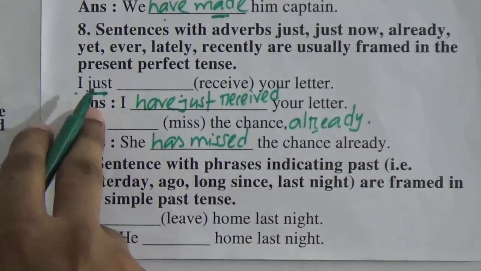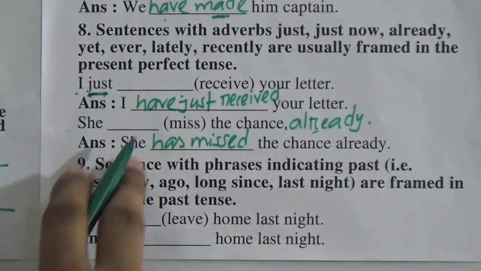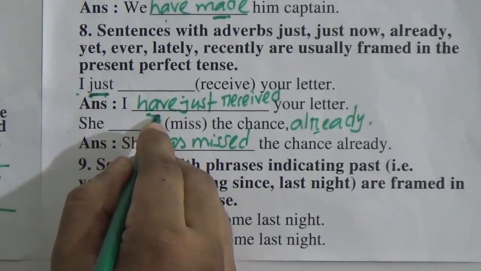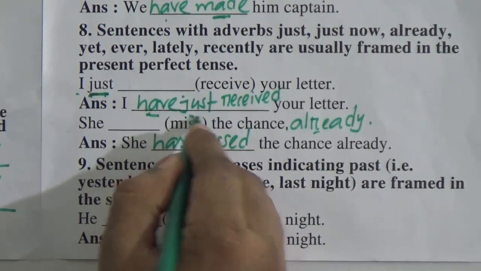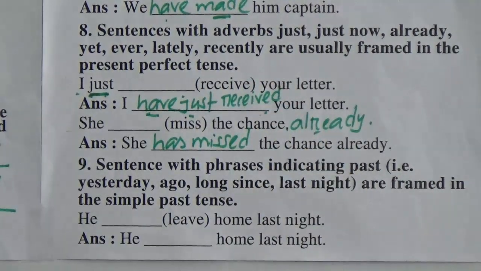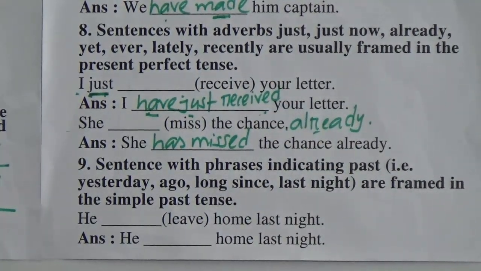If the word is given after the subject, we will have to keep it in this way: I have, and then just, and then the main verb, with the word in the middle. Okay, next one, very easy rule.